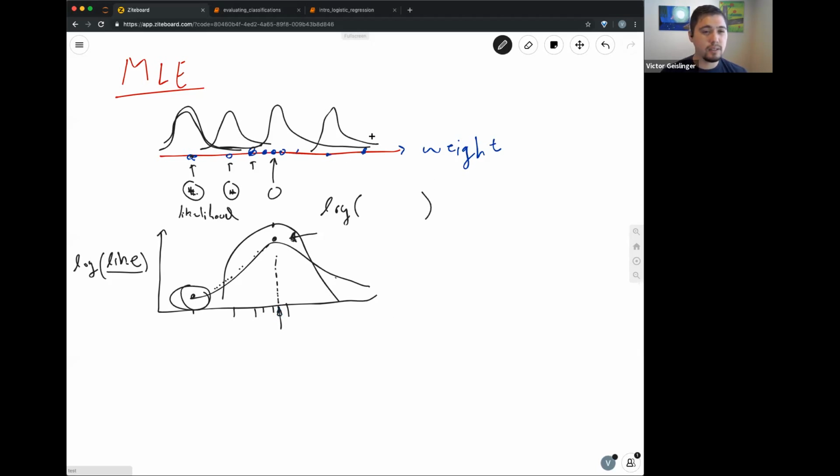Okay, so any questions about what I explained? Hopefully that gives you a firmer idea of what we're trying to do with MLE when we say maximum likelihood.